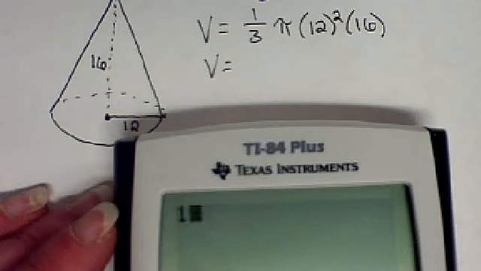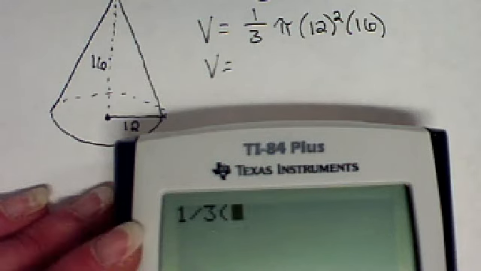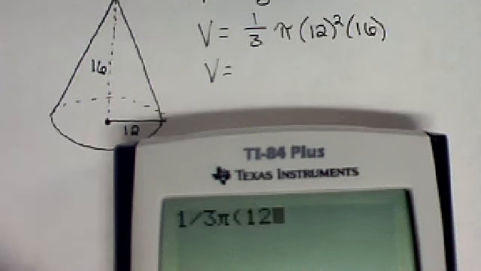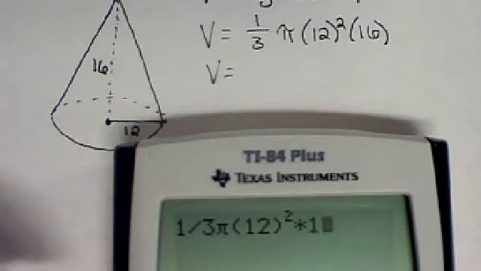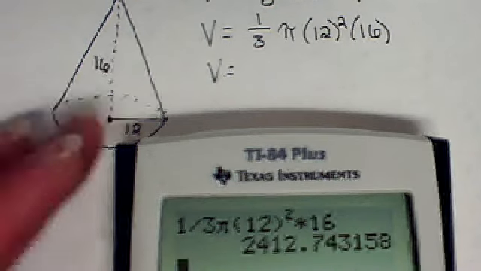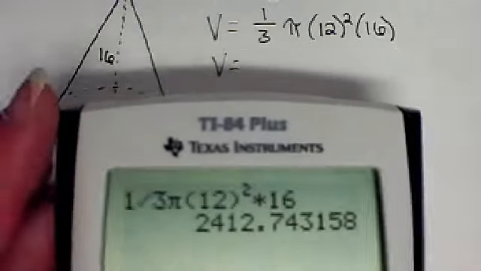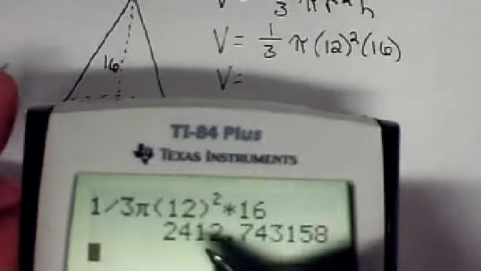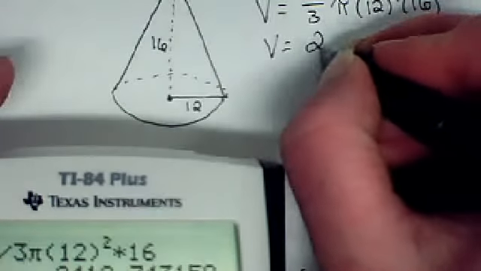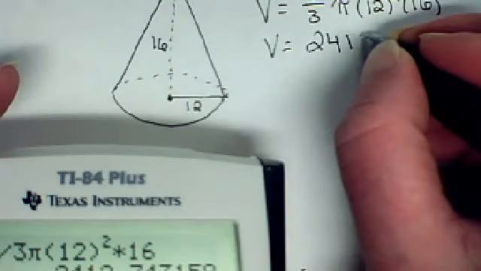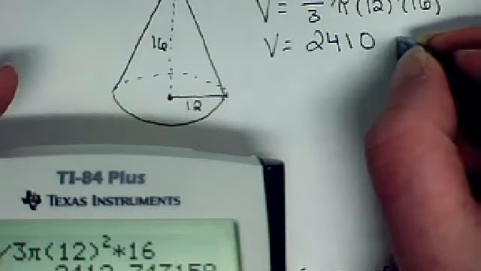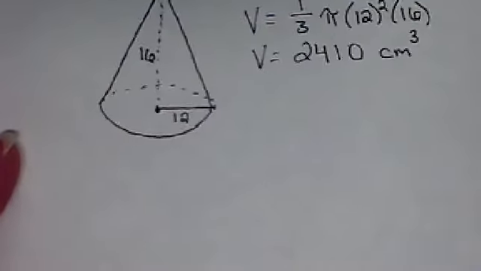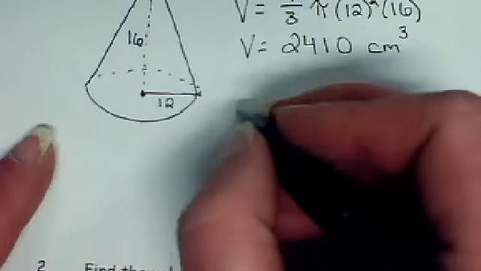So I would do 1/3 times pi times 12 squared times 16. And we want to go 3 significant figures. So 1, 2, 3. That gives me 2,410 centimeters cubed. My units were centimeters, and volume would be cubed.